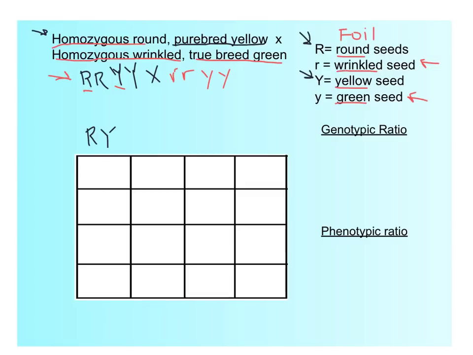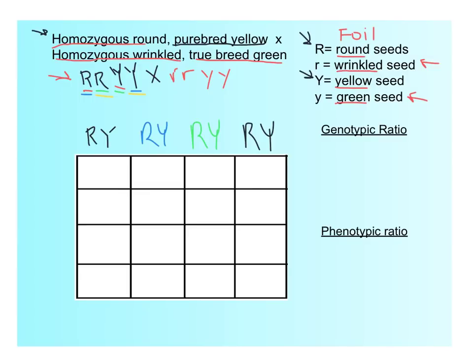O in FOIL stands for outside. That R is on the outside. That Y is on the outside. Big R, big Y again. I stands for inside. That R is on the inside, it's big. That Y's on the inside, it's big. So we got another big R, big Y. And last but not least, L stands for last. That's the last R. That's the last Y. So we have, once again, another big R, big Y.